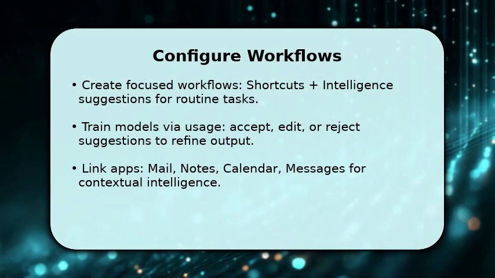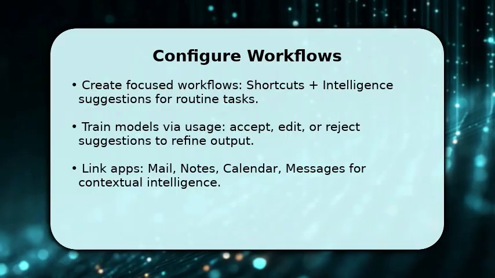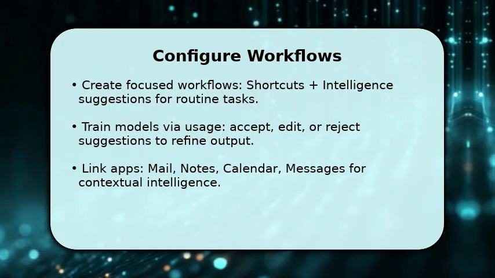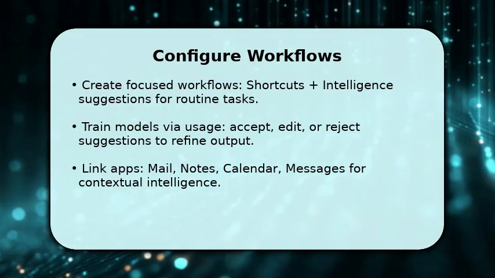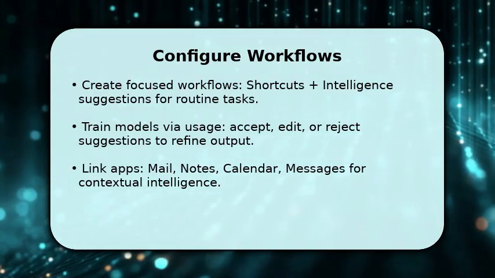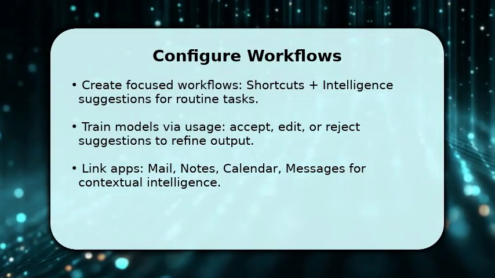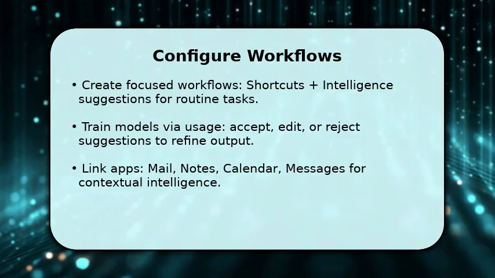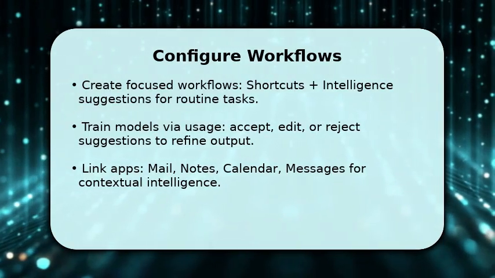Start by building shortcuts that incorporate Apple Intelligence suggestions for tasks like composing replies or summarizing threads. This creates repeatable behavior. As you use it, accept useful suggestions and edit or reject poor ones so the model adapts. This is how accuracy improves. Make sure to link core apps, Mail, Notes, Calendar, Messages, so context flows between them and Intelligence can surface relevant actions when you need them.